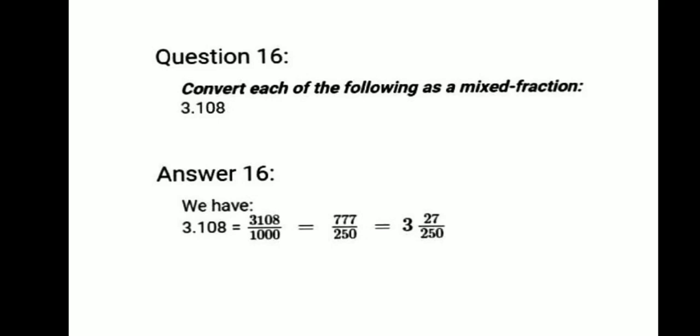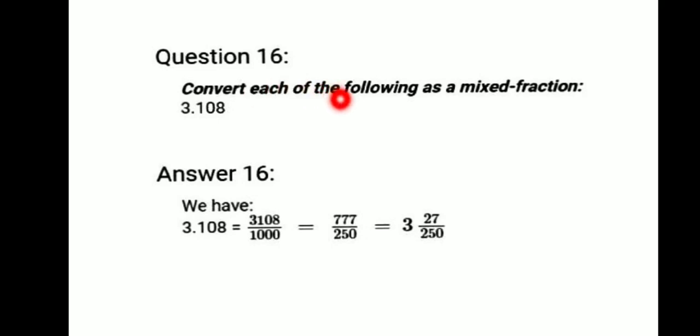Now, question number 15 is convert each of the following as mixed fraction, 2.052. We have 2.052. Fraction should be 2052 upon 1000 and is equal to 513 upon 250. It is also divisible by 4, and the mixed fraction should be 2 whole 13 upon 250. Understand? Next, question number 16.